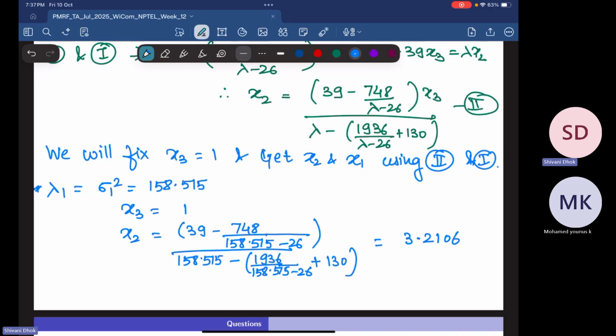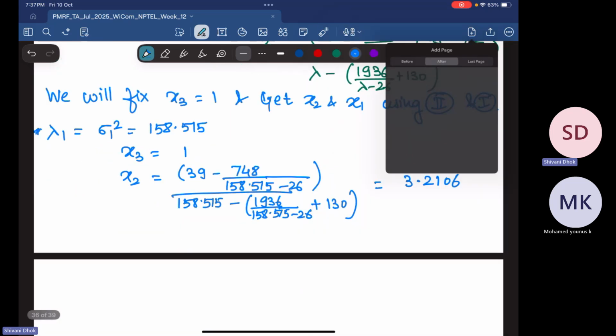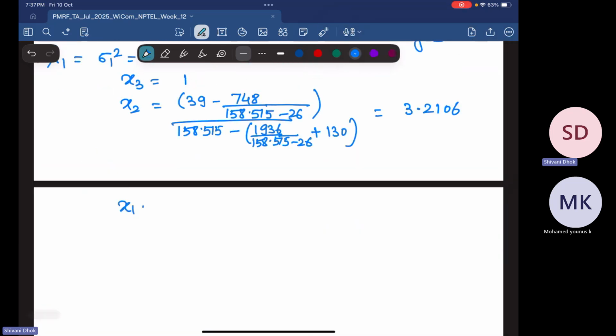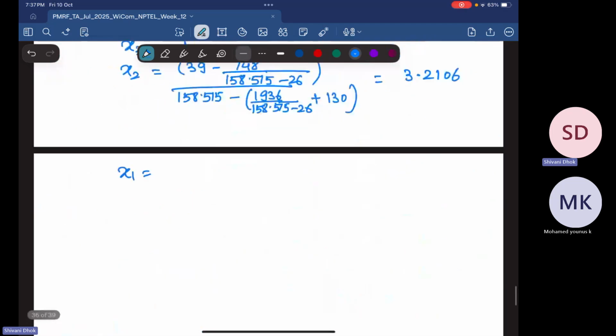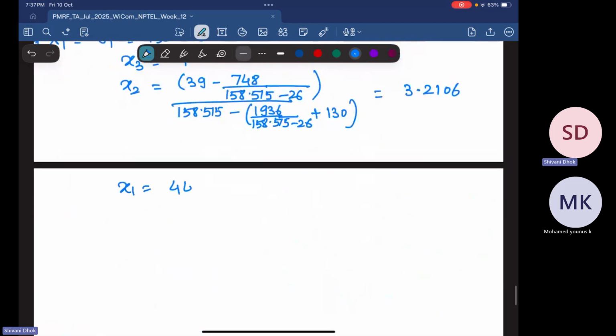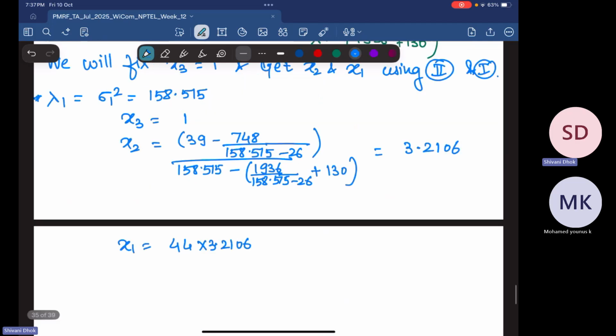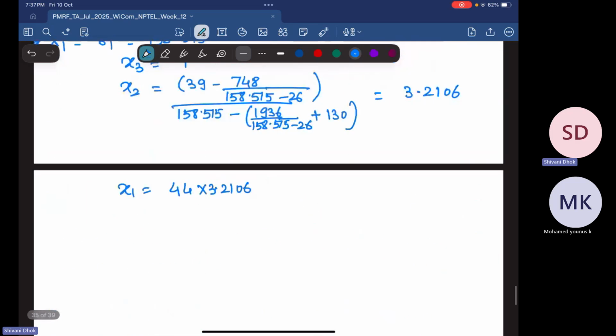Okay, and similarly x1 is equal to 44x2, so 44 times 3.2106, plus 17x3, where x3 is 1.